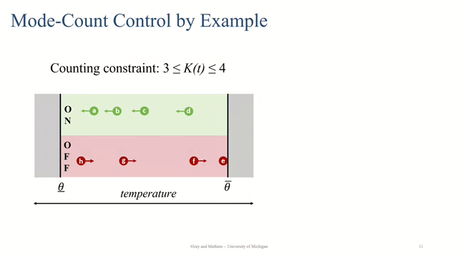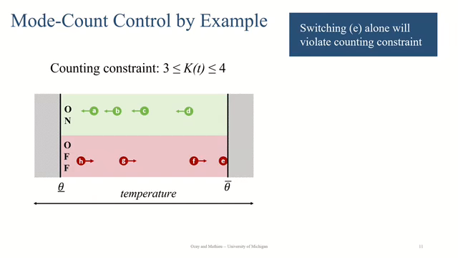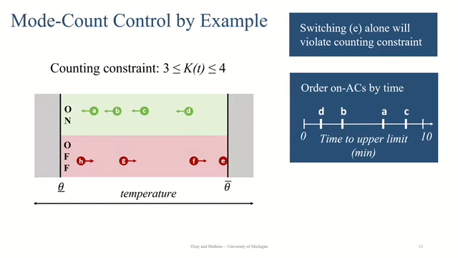Air conditioner E is about to hit its upper temperature limit, so if we switch E alone, it will violate the counting constraint. So we have to determine which air conditioner to switch off to counteract E switching on. We do this by ordering the on air conditioners in terms of time, specifically the time it will take them to reach the upper limit once they're switched off. You can see here that C has the largest time to upper limit, and that is the air conditioner that we will switch off.